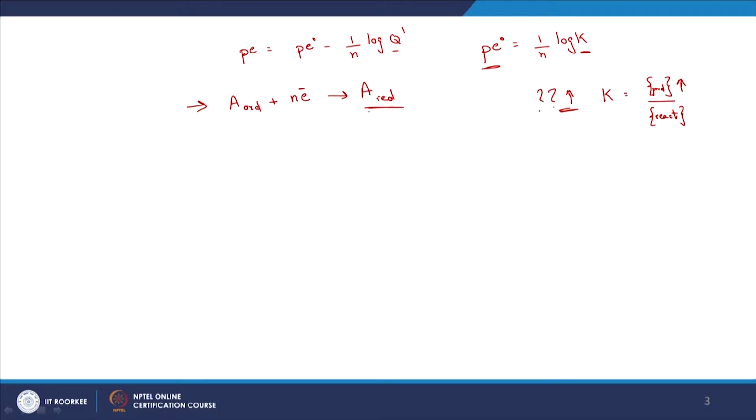So obviously here, what does it mean now? If I write it down for this particular equation, K, let us say, will give me an idea about the activity of this particular reduced form by the activity of this oxidized form, in general. So what does it mean to have a greater K? That means that the reduced form of this particular compound would predominate, or that the reaction would want to go in the forward direction. So that is what a higher value of K would mean, that the reduced form would predominate.